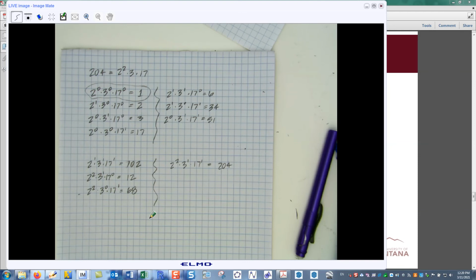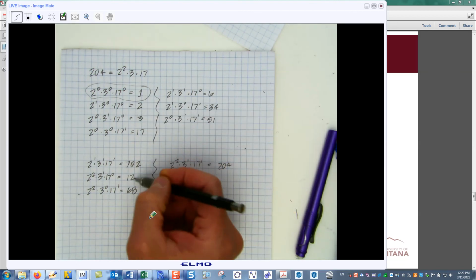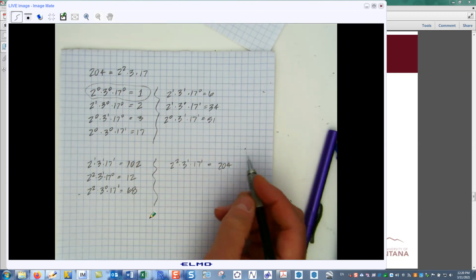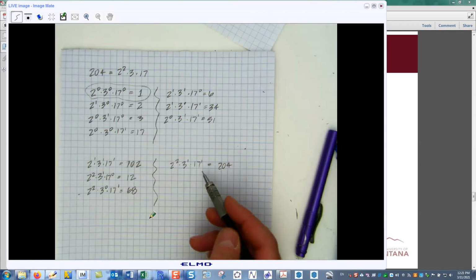Let me just make sure I got them all here on my notes. I have 1, 2, 3, 4, 5, 6, 7, 8, 9, 10, 11, 12. Which one am I missing? Did I miscount? I'm missing one of them. Does anybody see what it is?